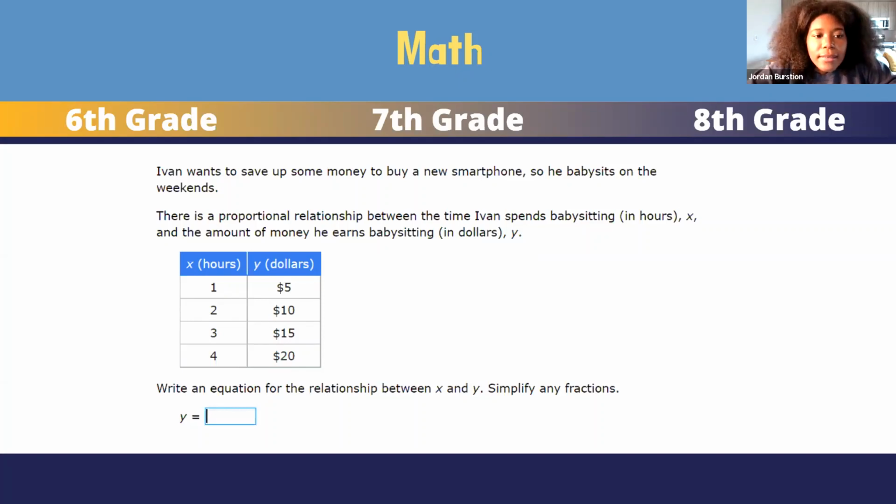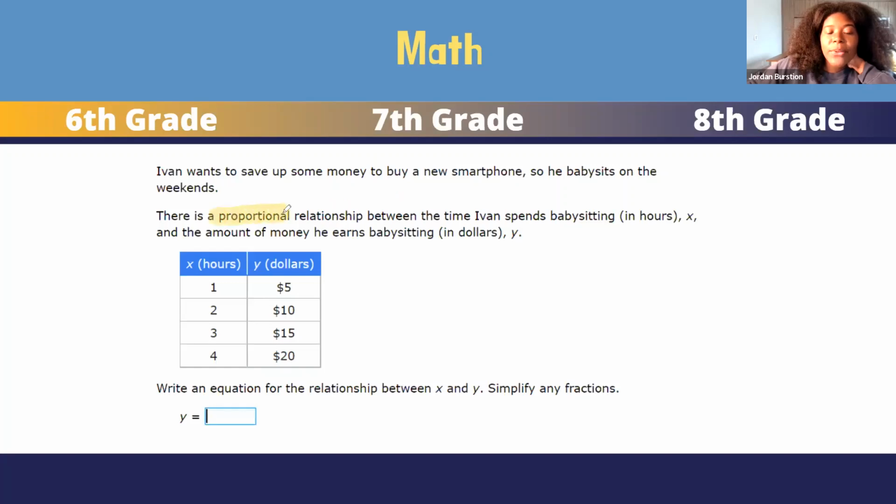All right. See, y equals 5. Okay. So let's look at this one together. All right, so let me get my highlighter. It says, Ivan wants to save up some money to buy a new smartphone. So he babysits on the weekends.